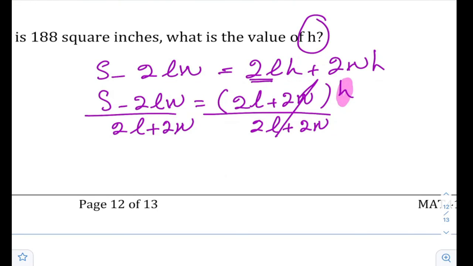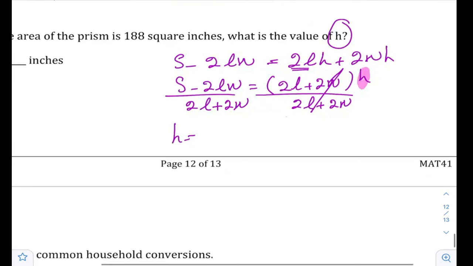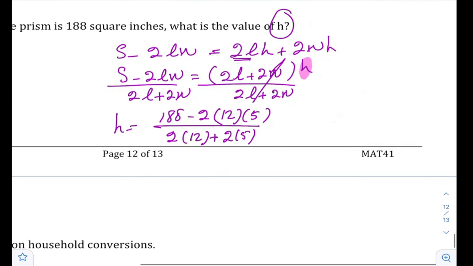Now, after you isolate the H, now you can replace. As he said, S is 188. So 188 minus 2 times the length, which is given to be 12, the width is 5, over twice times 12 plus twice 5. If you find everything, it will be also inches. We just practice here.